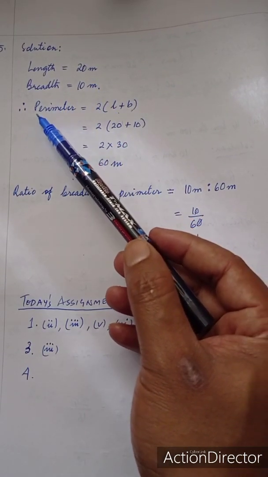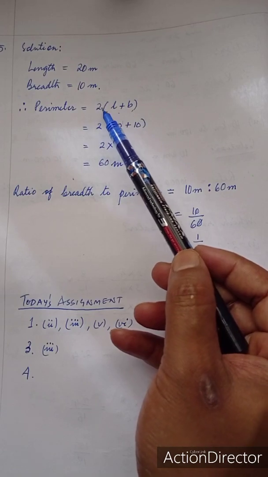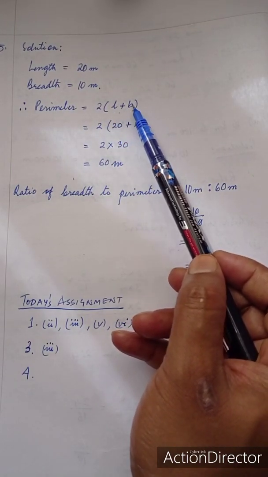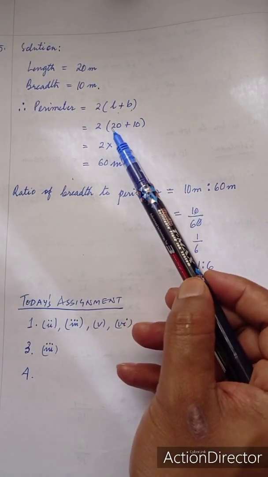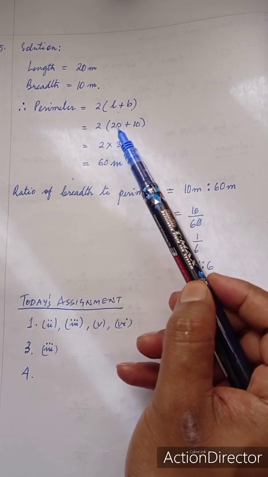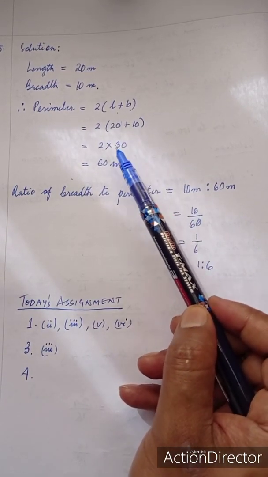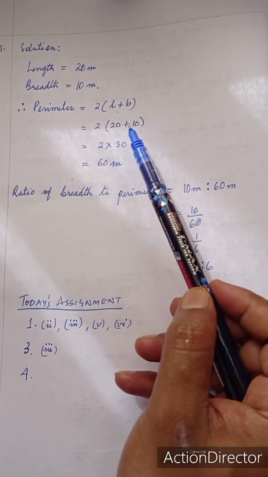The question does not provide us with the perimeter which we have to find ourselves. So what are given? The first thing is length is given to you, that is 20 meter, breadth 10 meter. As it is a rectangle, the perimeter will be 2 multiplied by length plus breadth. The length is taken as 20 here, breadth is 10. So 20 plus 10 is 30. 2 into 30 will be 60. So this becomes the perimeter.